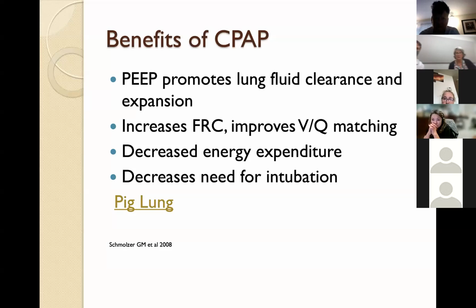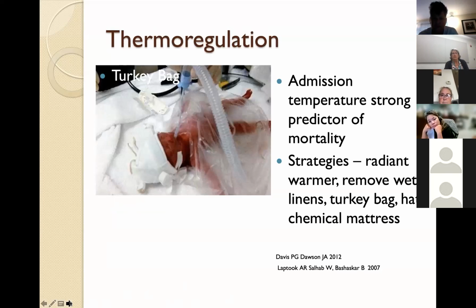Perfect. So you get the idea of the importance of PEEP and maintaining CPAP, which is why we are implementing this program, and also we'll show you how we are going to transfer these babies without losing that PEEP.